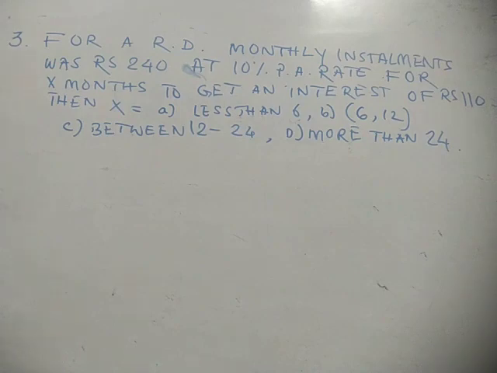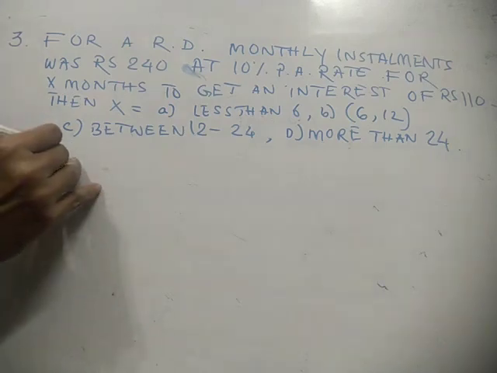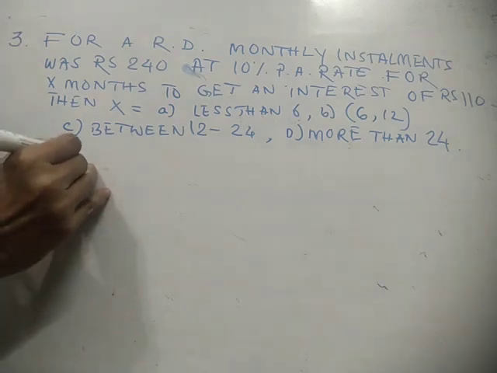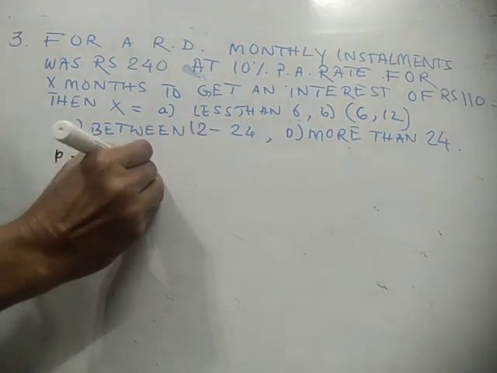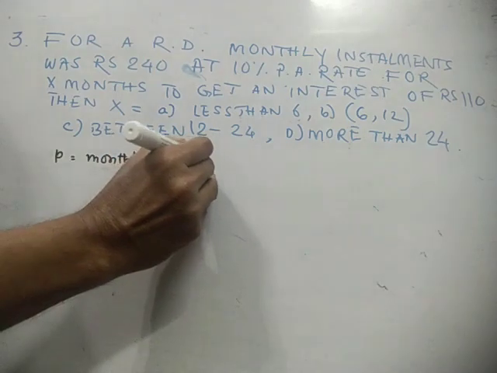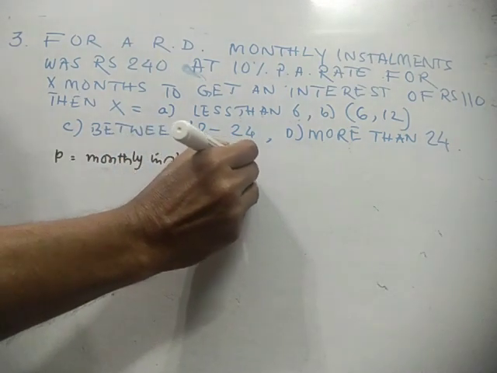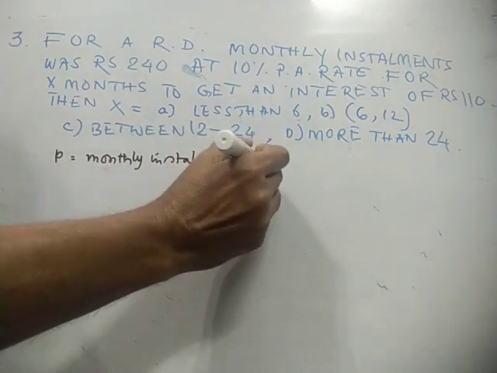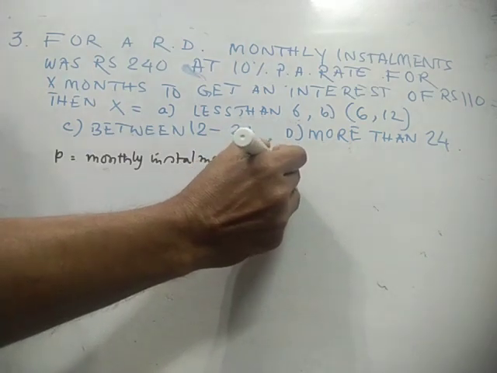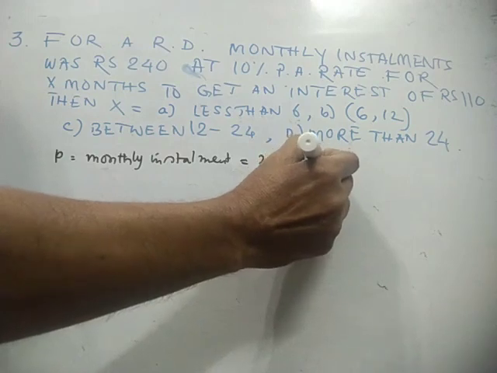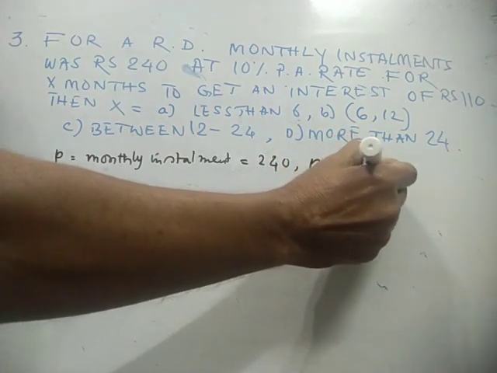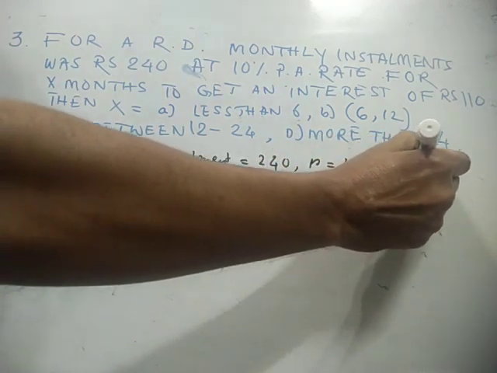Now probably you know the rule for this sum, the formula. Here P, monthly installment, P is given rupees 240. Rate R equals to 10% given. N, time, that is not given, we can let it be X months. It is given X months, so X we have to find out. So N equals to X months.